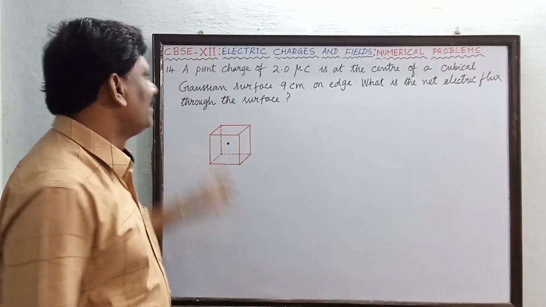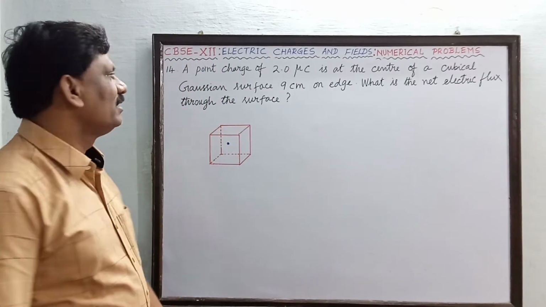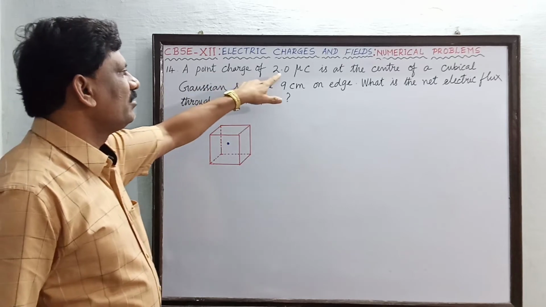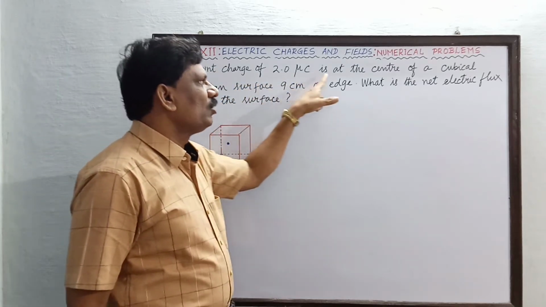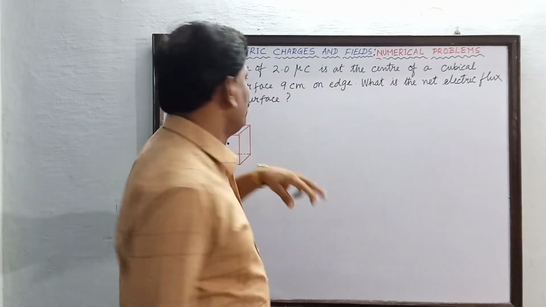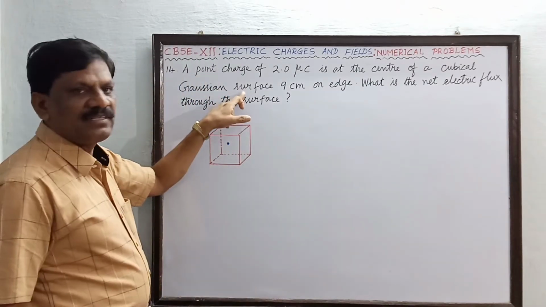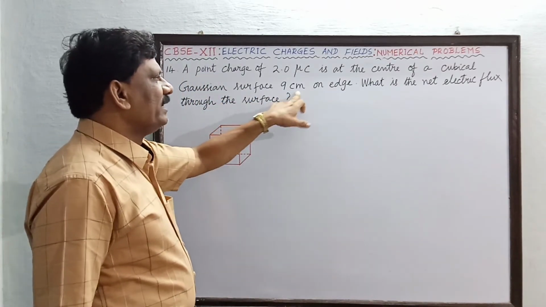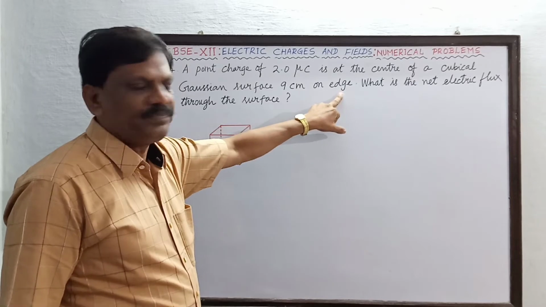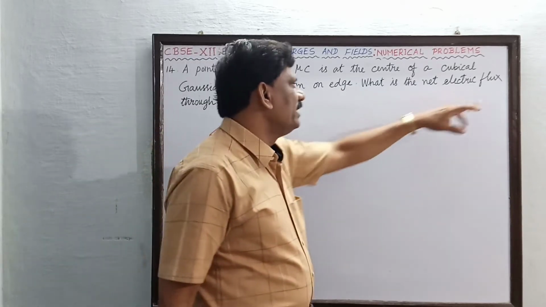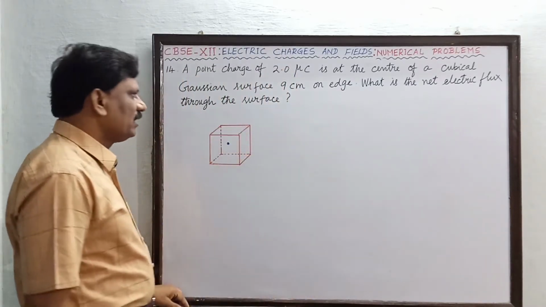Hi students, problem number 14. A point charge of 2 microcoulomb is at the center of a cubical Gaussian surface 9 centimeter on edge. What is the net electric flux through the surface?